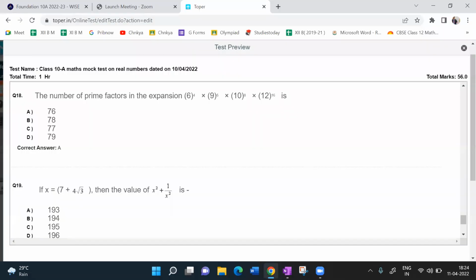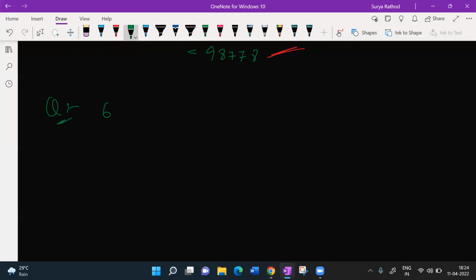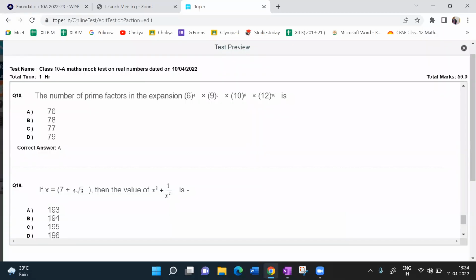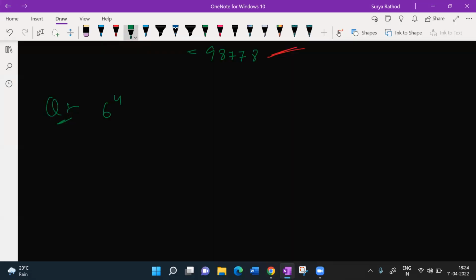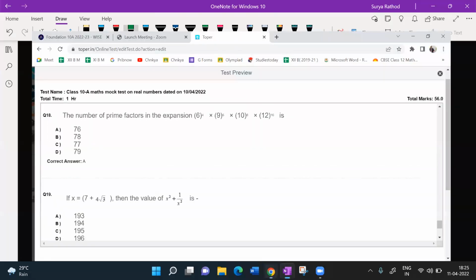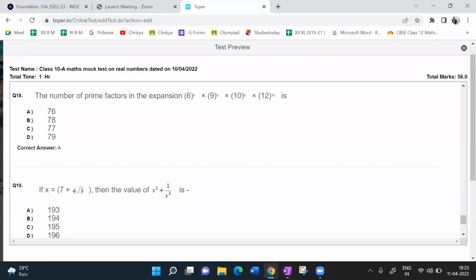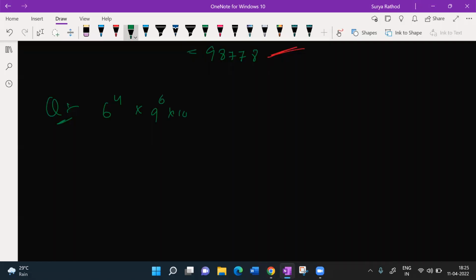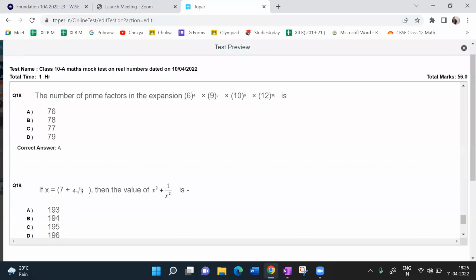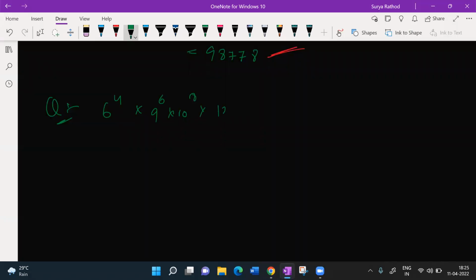What is the question? Number of prime factors. So 6 to the power of 4, 9 to the power of 10, 10 to the power of 8, 12 to the power of 16. Okay. Look at it. Let's solve it.